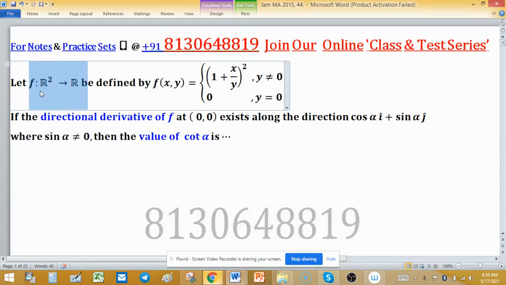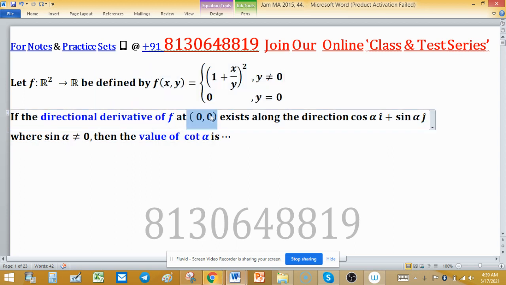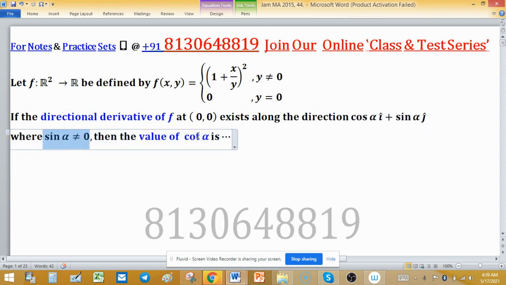Let f be a function defined from R² to R by this formula. If the directional derivative of f at (0, 0) exists along the direction cos alpha i hat plus sin alpha j hat, where sin alpha is not equal to 0, then we have to find the value of cot alpha. So what is the meaning of directional derivative?